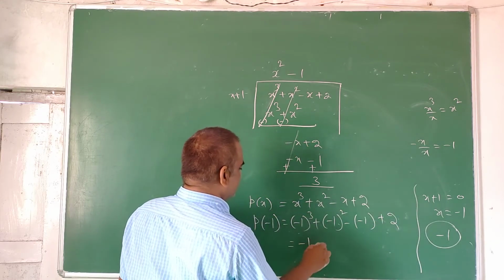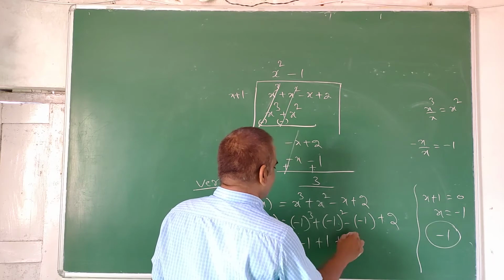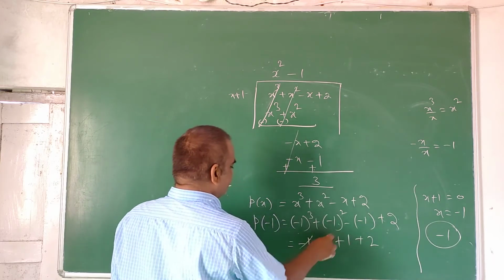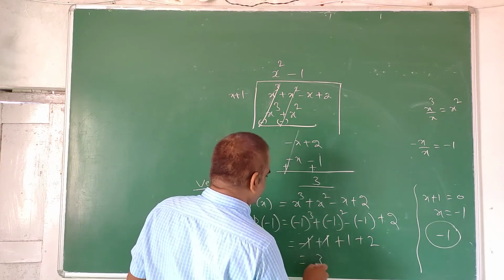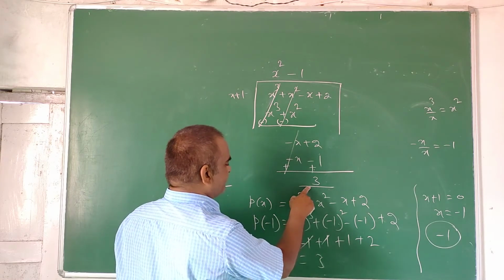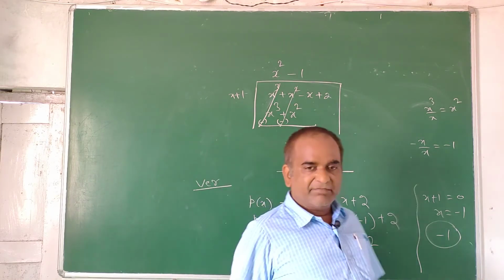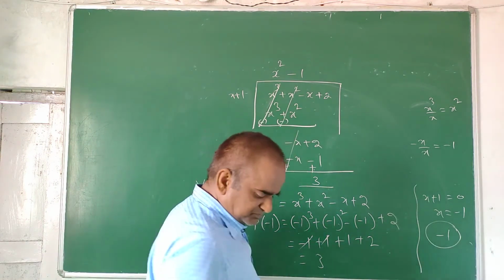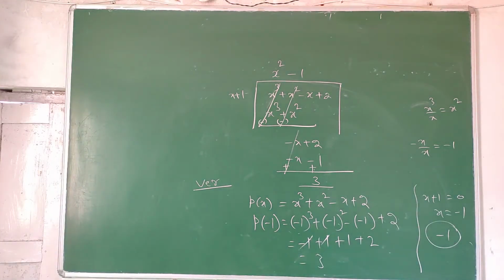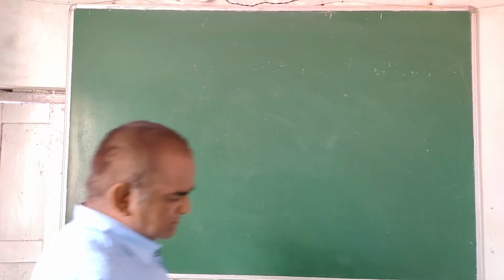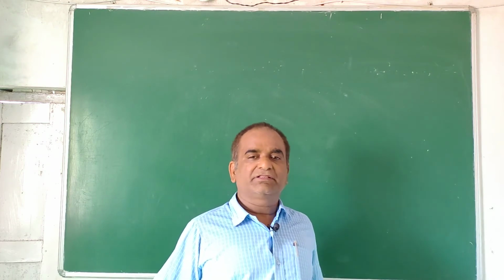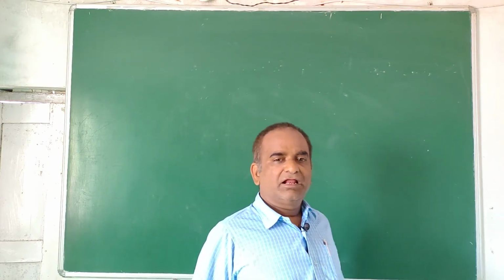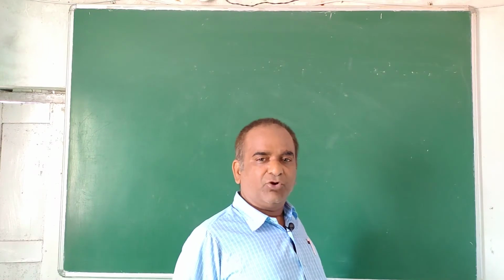This is minus 1 and this is plus 1 and this is plus 1, this is plus 2. Minus 1 plus 1 get cancelled, 1 plus 2 is 3. So you see, the same remainder you got. So hence remainder theorem is verified. Understood? So dear students, now we have discussed remainder theorem. Now we can take some note points.